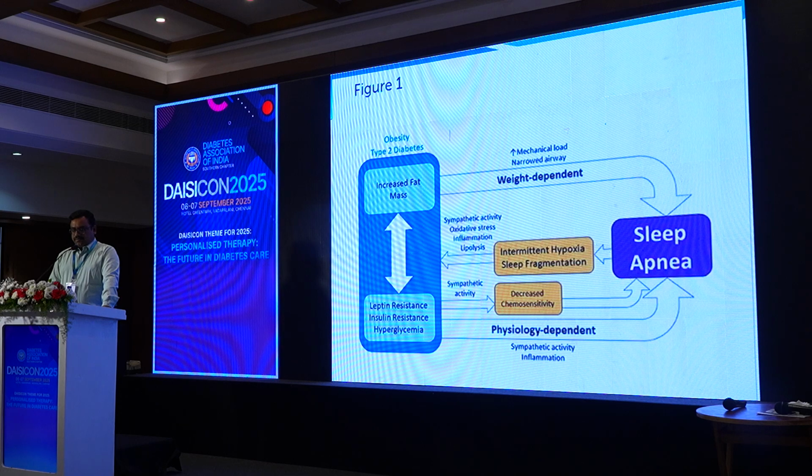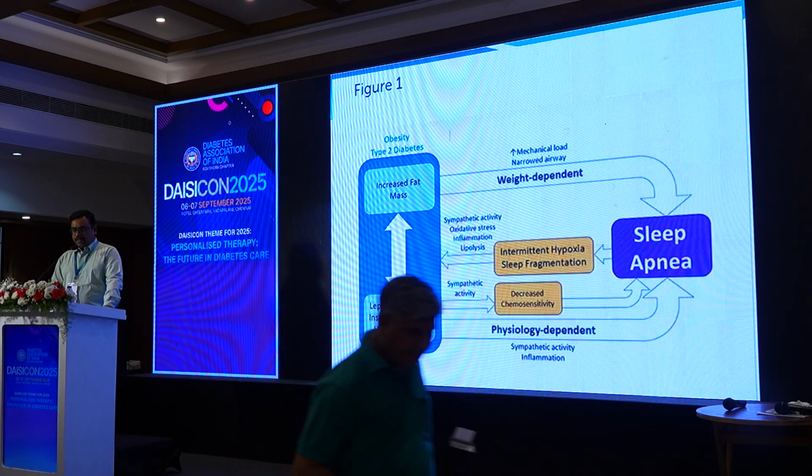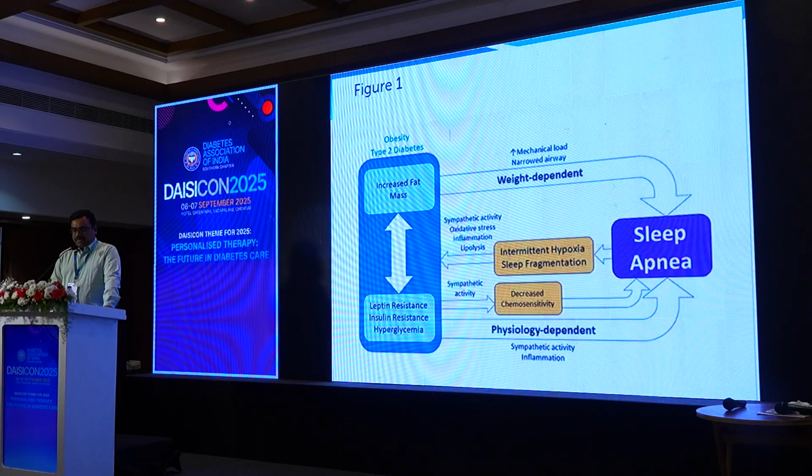Now the other mechanism is physiology dependent, especially with increased leptin and insulin resistance. It increases sympathetic activity and decreases chemosensitivity, thereby predisposing to sleep apnea. In patients with sleep apnea, there will be intermittent hypoxia and sleep fragmentation, which again activates the sympathetic nervous system, oxidative stress increases, and inflammation and lipolysis take place. Thereby it is bidirectional; one thing predisposes to the other.